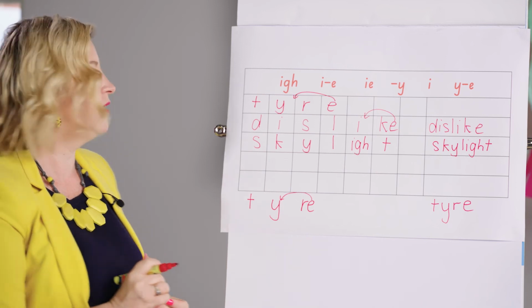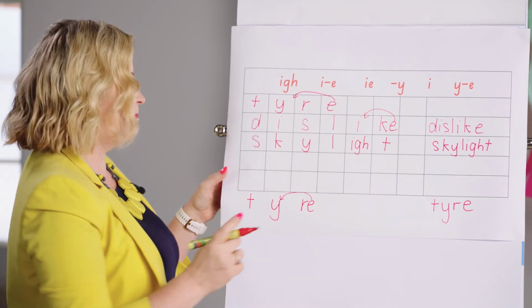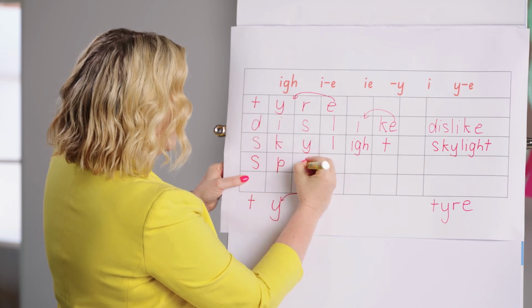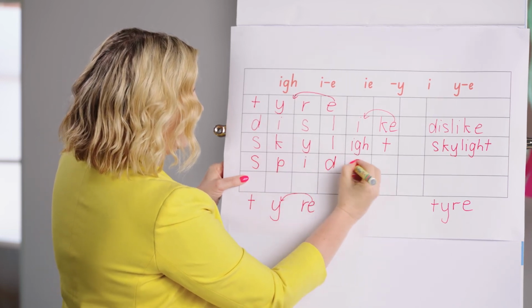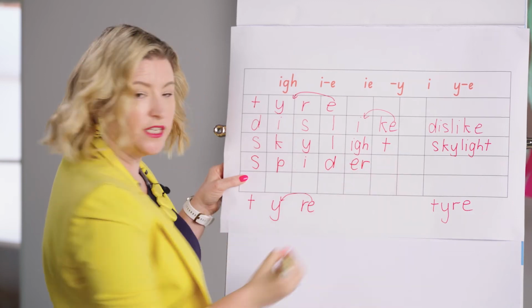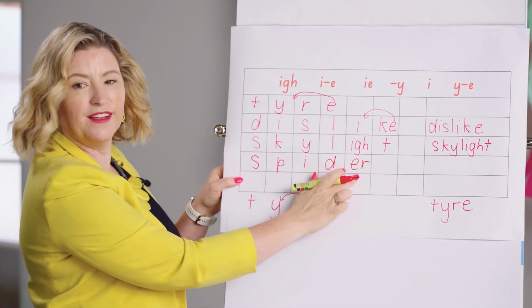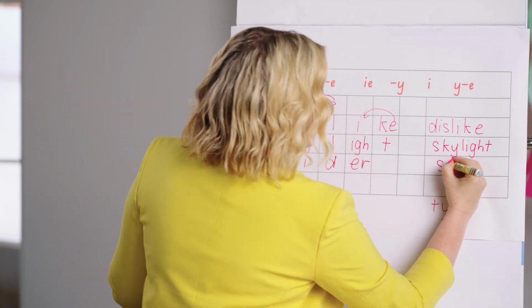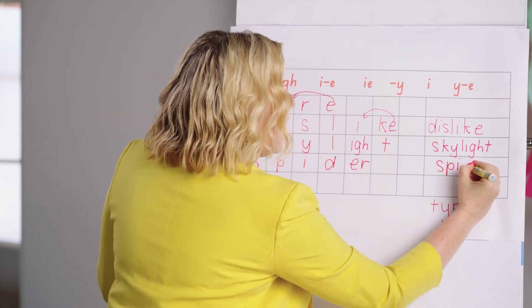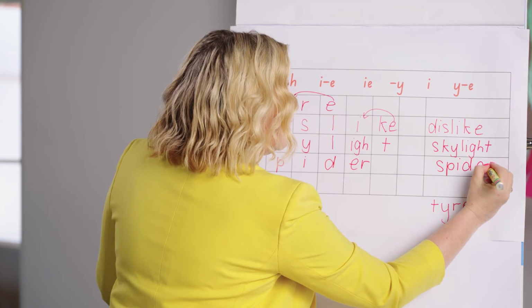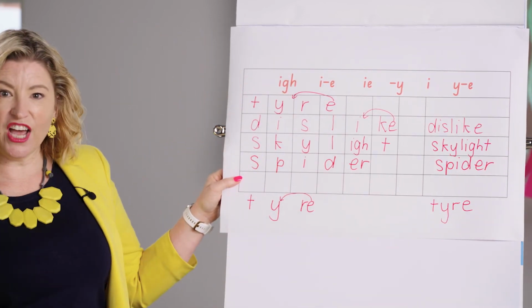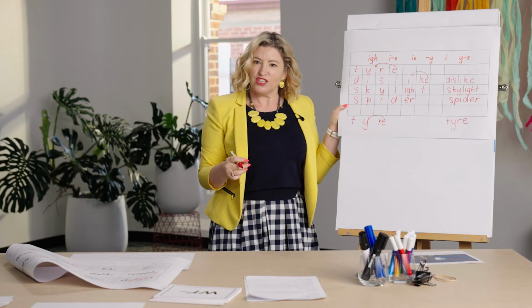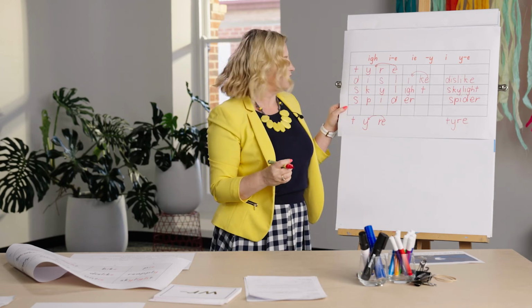S-P-I-D-E, spider. Let's see how we go writing spider. Say the sounds as you do it. S-P-I-D-E. First choice for spelling. Did you get it? Well done. Let's write the whole word and say the sounds as we do it. S-P-I-D-E, spider. That Incy Wincy spider. Or Little Miss Muffet. She has a spider as well, doesn't she?